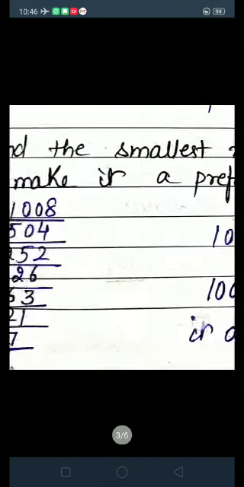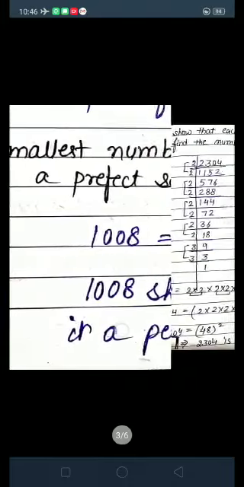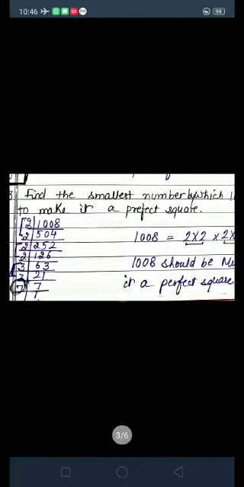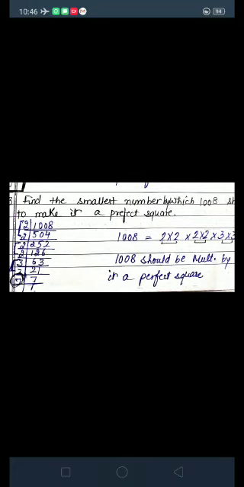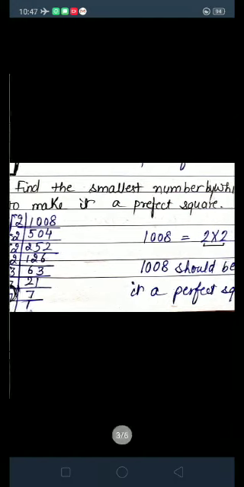The next question is find the smallest number by which 1008 should be multiplied to make it a perfect square. Always keep in mind that if it is written that by what number it is to be multiplied or by what number it is to be divided, that means it is clearly written to you that it is not a perfect square. That means you have to multiply by a number or you have to divide by a number.